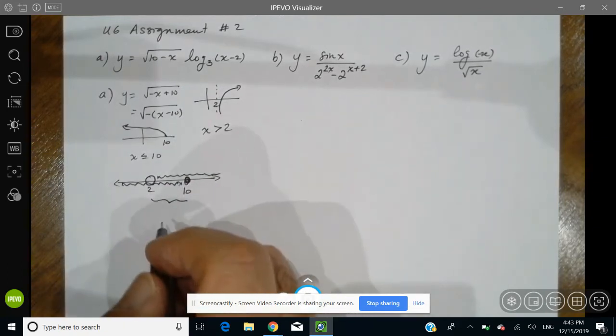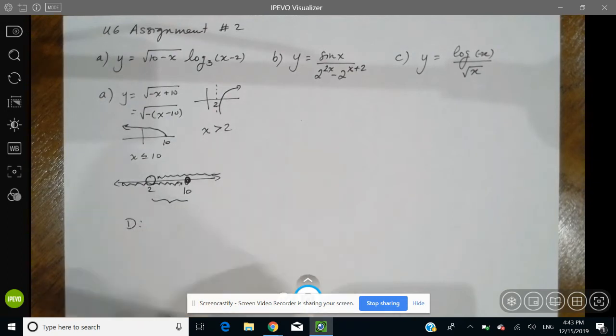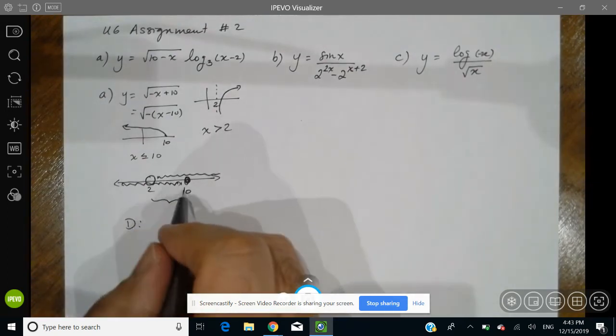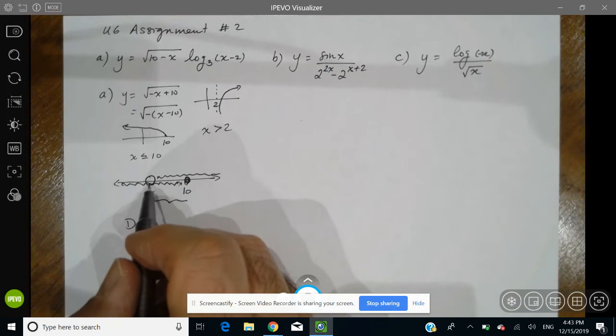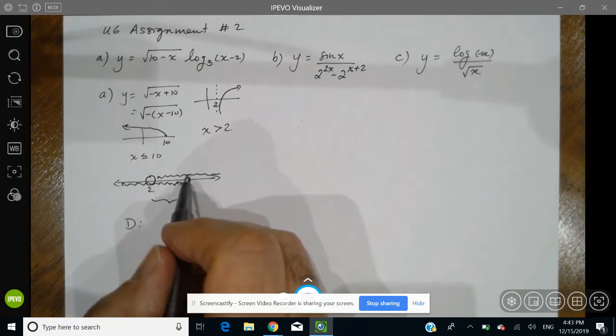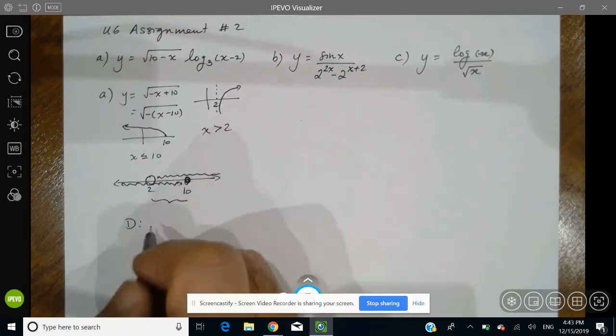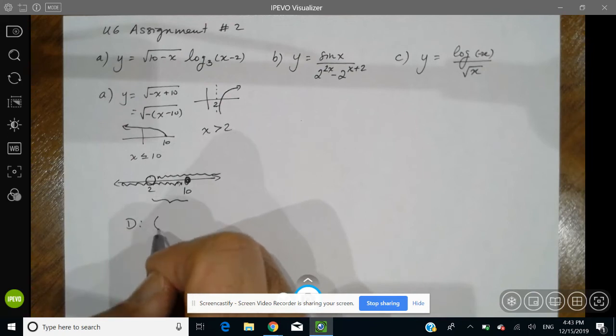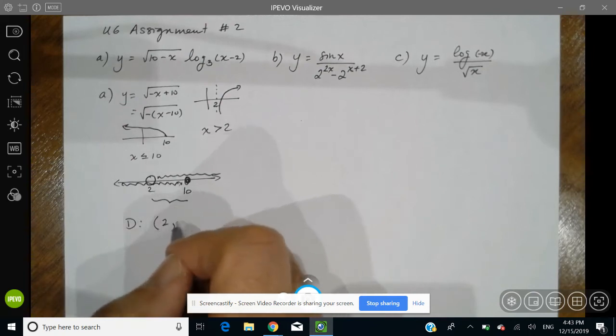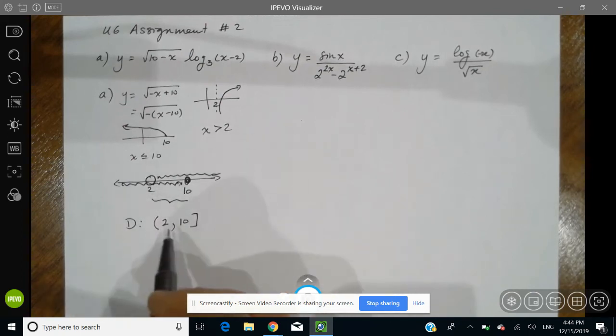So the domain is between 2 and 10, not including 2, but 10 is included because it is in the domain of both functions. So my domain is open bracket 2 to 10, close bracket. In other words, from 2 to 10, not including 2, but including 10. All right, so let's move on to the next one.